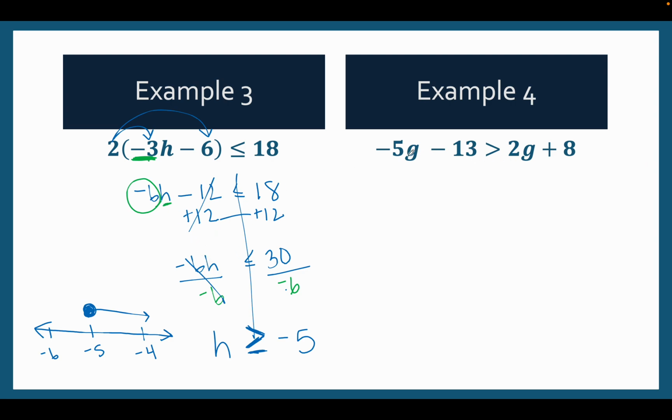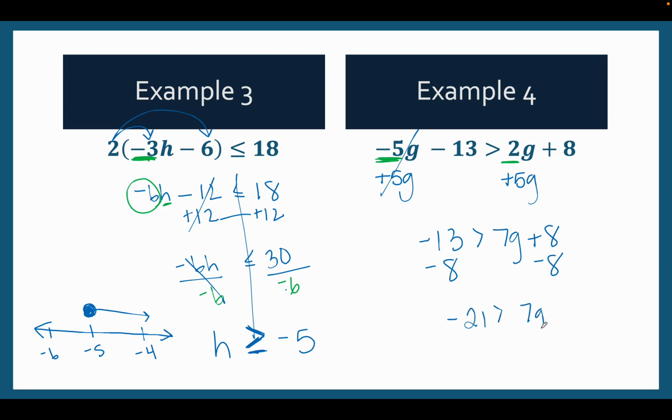Now, example 4, this is a tricky one because we have a -5 here, but we have a +2 here. So this one depends on how you solve it. I would solve by adding 5g to both sides so that I end up with a positive on the right side. So -13 is greater than 7g plus 8. Subtract 8 on both sides, you get -21 is greater than 7g.